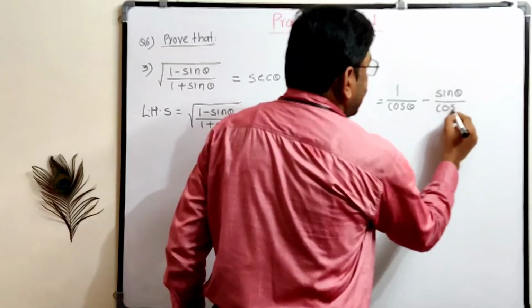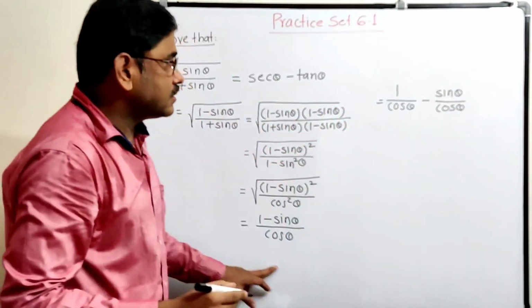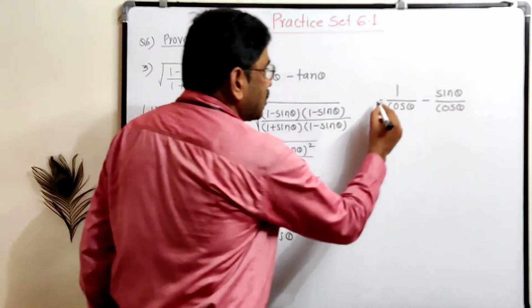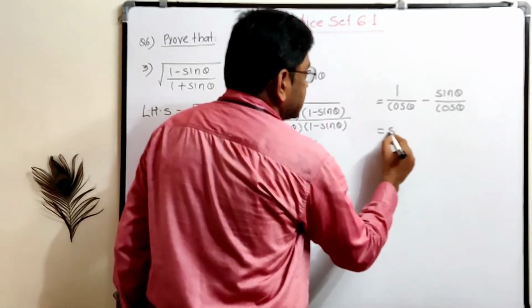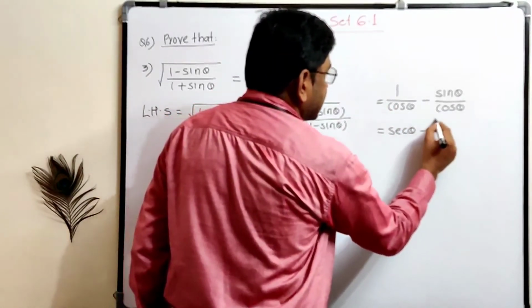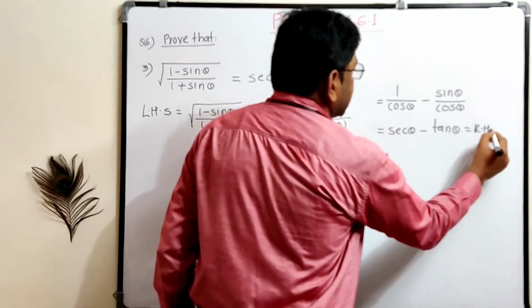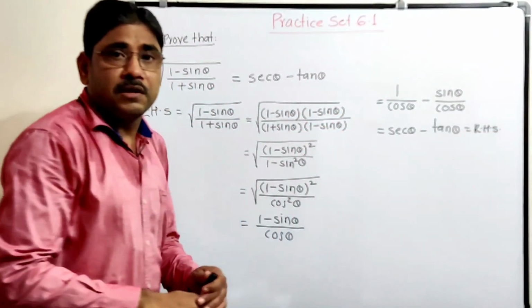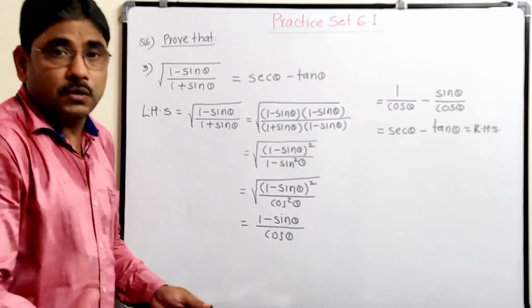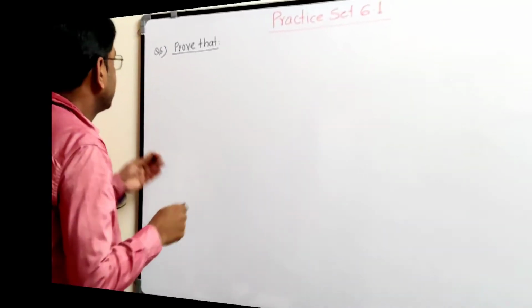This cos theta is the common denominator here. Now split up this one. So 1 upon cos means sec theta, and minus this one is tan theta, which is our right hand side. So in this way we can prove that left hand side is equal to right hand side.